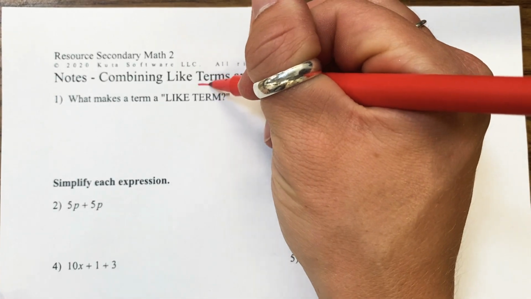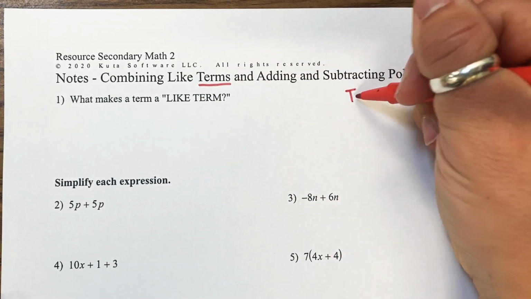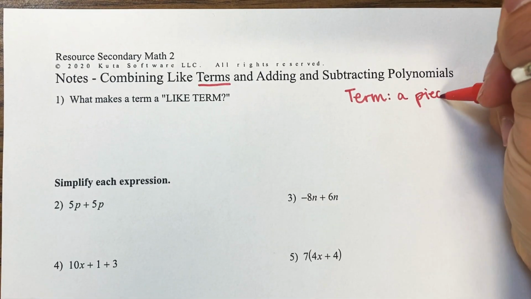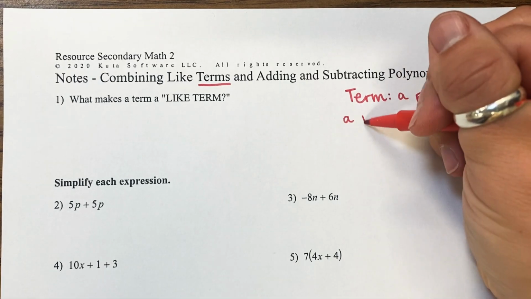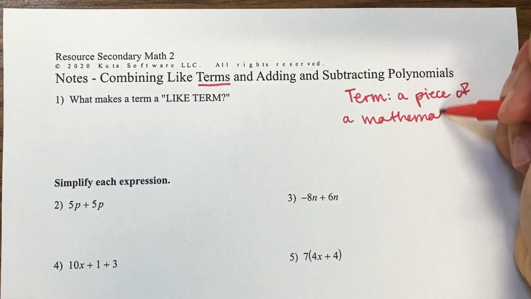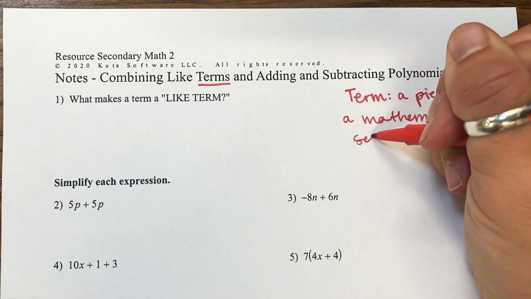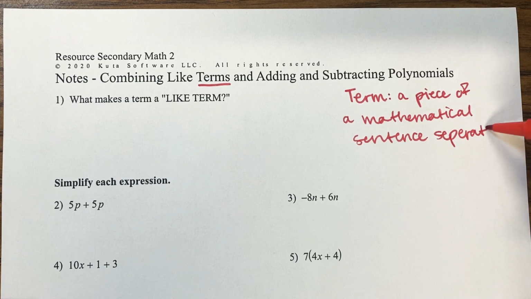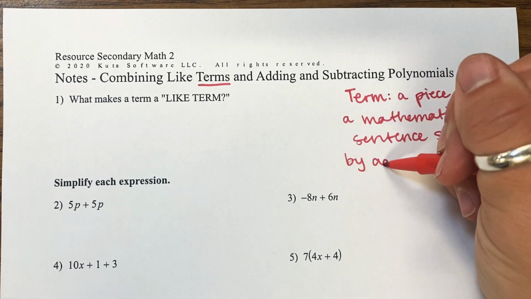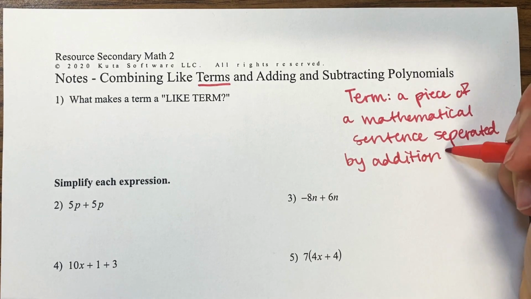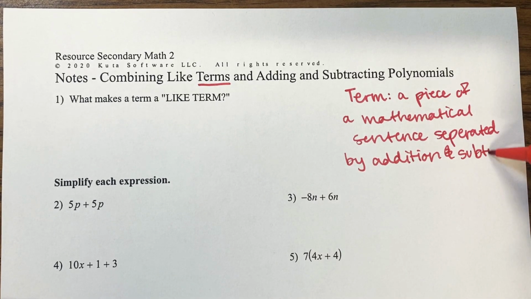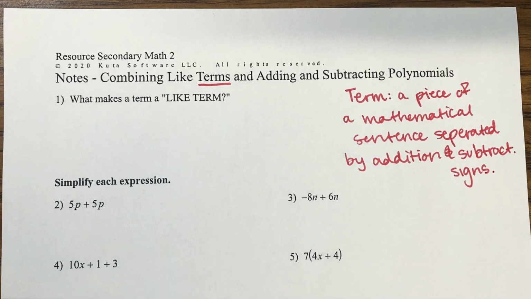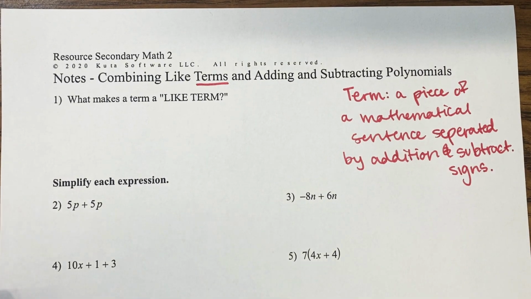Okay, so first, let's actually define what a term is. A term is a piece of a mathematical sentence separated by addition and subtraction signs. Okay, so that's what a term is. We learned that last time.